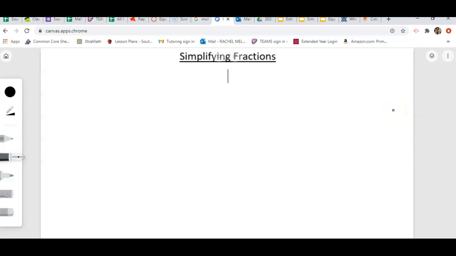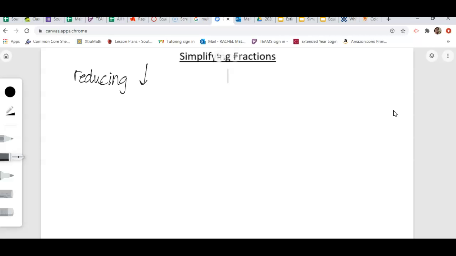All right, so today we are simplifying fractions. Really what that means is we're taking a fraction and we're reducing. Reducing means to get smaller. So we're reducing that fraction until we can't anymore.